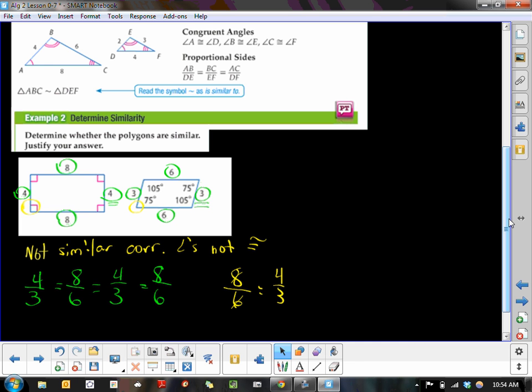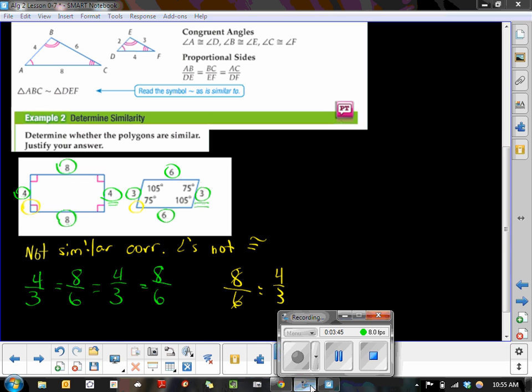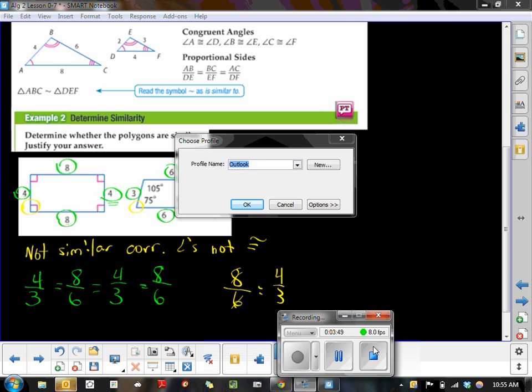So even though the sides are proportional, the corresponding angles are not congruent, therefore they cannot be similar. So a quick and easy check is to check your angles first. If they match and they're equal, then I would go and check your corresponding sides.